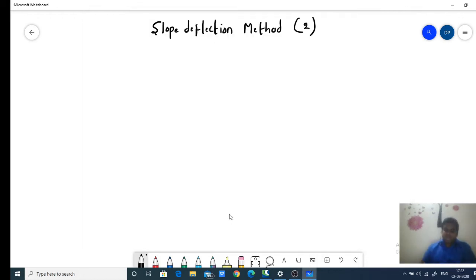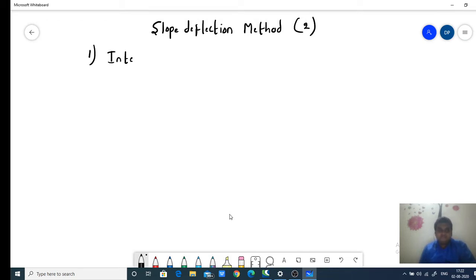Good morning, friends. So once again we are here with the second video for slope deflection method. In the first video we have seen what we mean by slope deflection method, how it has to be applied, and what we mean by free bending moment diagram and fixed end moment with respect to various loading conditions.